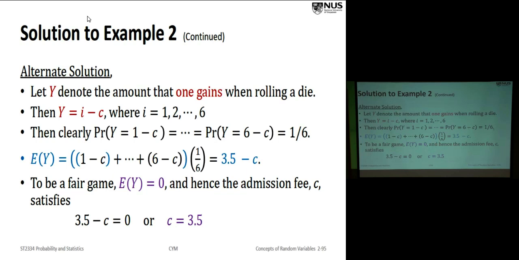So the expected value of Y is 1 minus C plus 2 minus C plus dot dot dot plus 6 minus C, each one multiplied by a sixth, and that equals 3.5 minus C, because you get this thing up here 6 times and you multiply by 1 over 6. And so for the game to be fair, you need the expectation of Y to equal 0. So that means that C again must be 3.5. I have to solve the equation 3.5 minus C is equal to 0. Of course, both solutions that we've put here are identical because it's the same question.